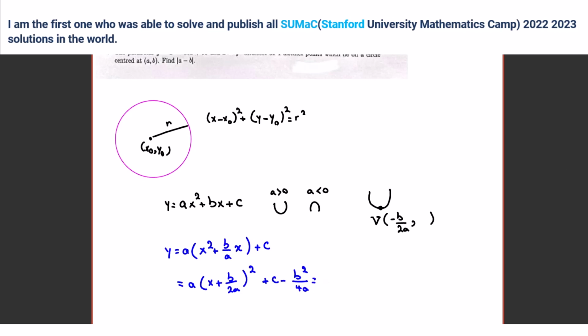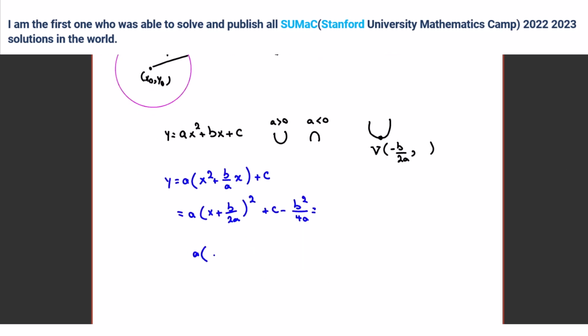Yeah. So do you agree it will be a times x plus b over 2a squared minus b squared minus 4ac over 4a, right? Yeah. So b squared minus 4ac is famous term, right? Yeah, discriminant. Exactly. So it will be negative delta or discriminant over 4a, right? Yeah. Or negative delta over 4a. Okay, now we know vertex is what.